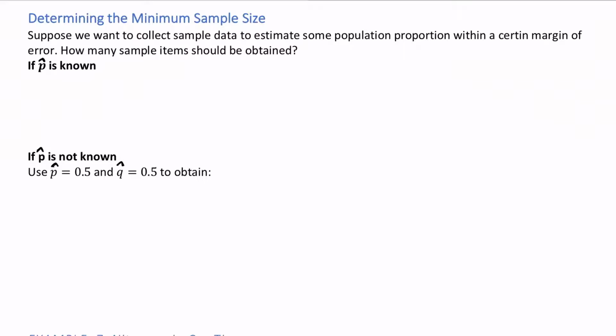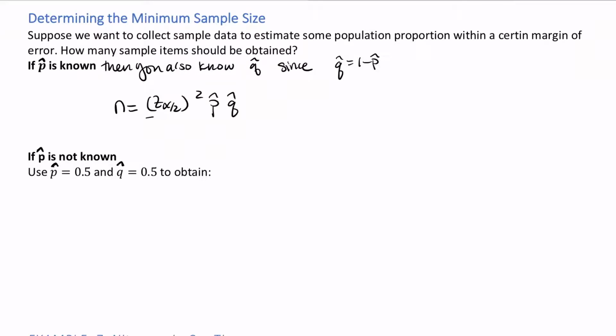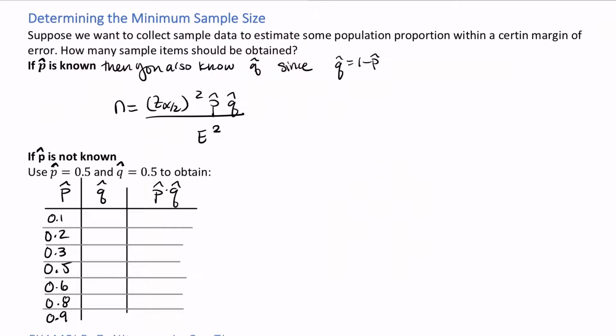If the point estimate is known, then you also know q hat. So you would use this formula. For the case in which we do not know our point estimate, I'm going to explain why we use these values using a table. Take a moment to sketch this table on your paper, and I've just picked some values for p hat. Notice I start at a tenth and I go up all the way to 0.9.